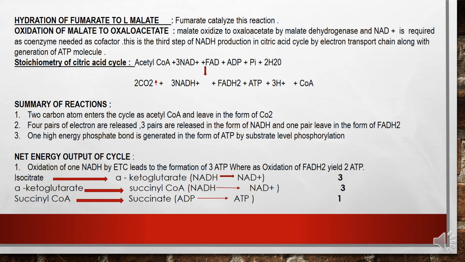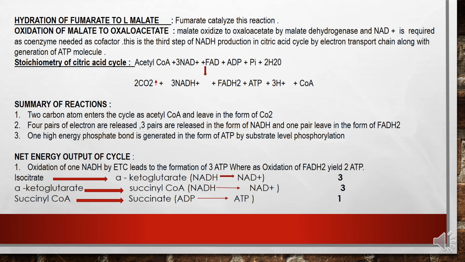Stoichiometry of the citric acid cycle. Acetyl coenzyme A plus 3 NAD+ plus FAD plus ADP plus Pi plus 2 H2O get converted into 2 carbon dioxide, 3 NADH, FADH2, ATP, 3 hydrogen ion and coenzyme A.